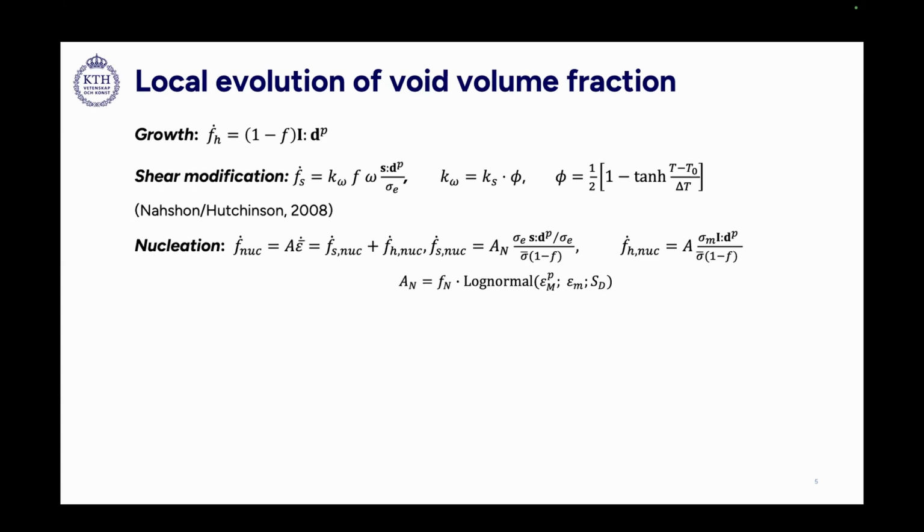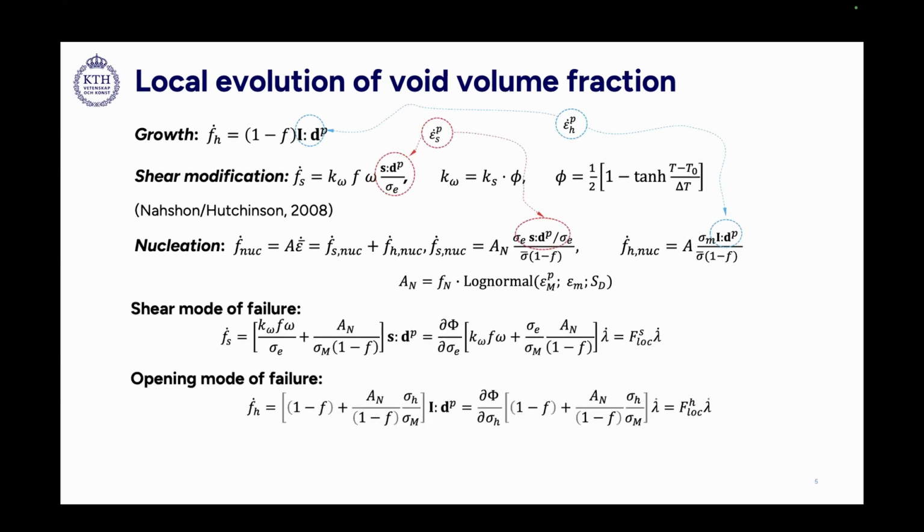From those parameters, we can identify the ones which are connected to the hydrostatic contribution and the shear contribution. Therefore, we can sum all these parameters as a shear mode of failure and the opening mode of failure. So the total void volume evolution will be the sum of the hydrostatic one plus the shear one.